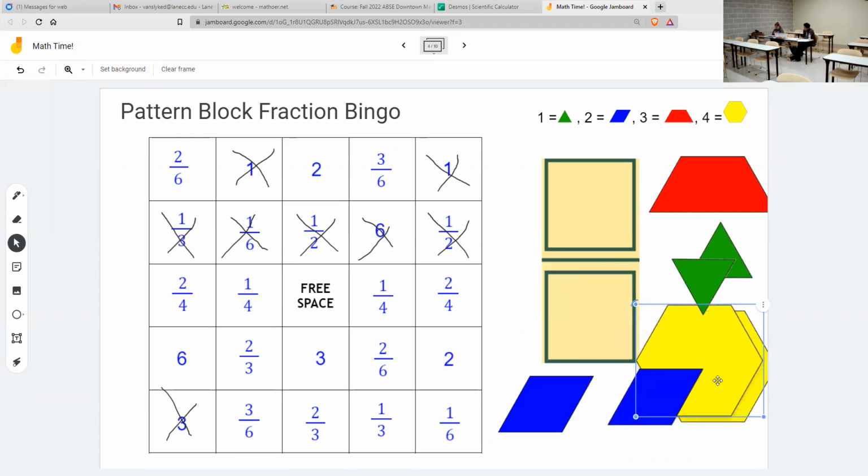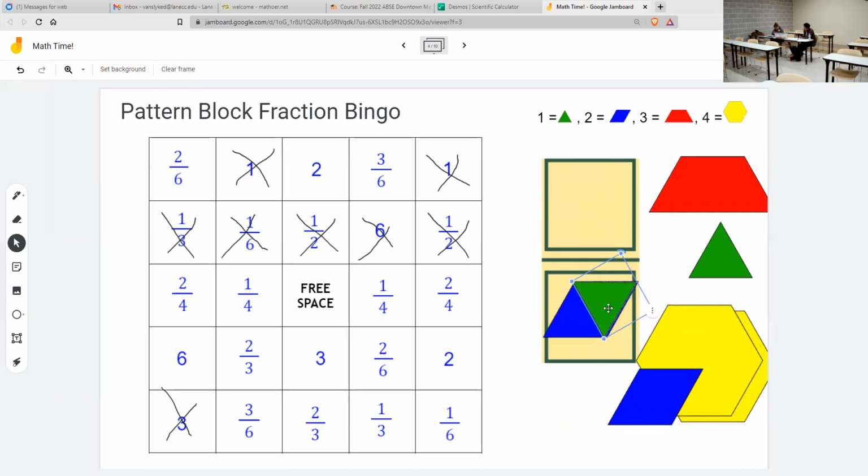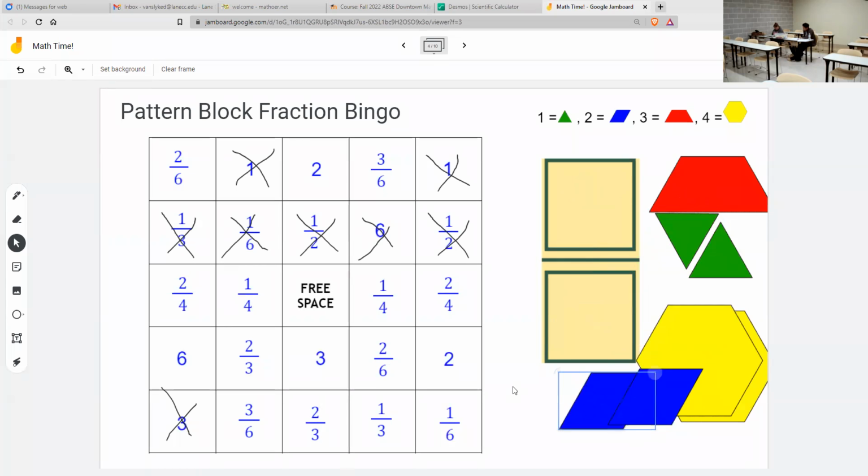I got 1 and 2 again. 1 and a 2. Okay, there you are. You can cover half of the blue. You could do the other way, 2 over 1, and you might have some other pieces left over to use also.